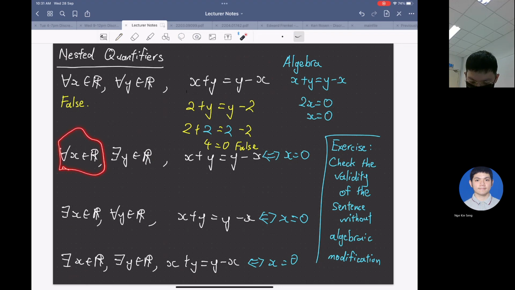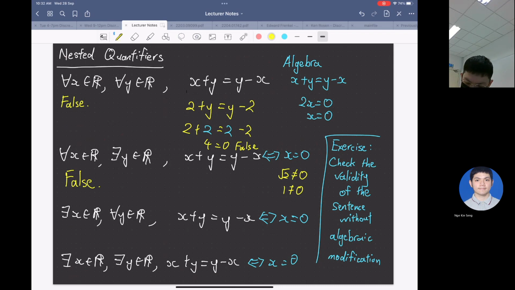For every x in R, there is a y such that x equals 0. So I already told you x can only be equal to 0. If you pick x equal to 1 or other than 0, like 1, 2, 3, 0.1, square root 2, it doesn't work because they are not equal to 0. Okay, so this is clearly false.